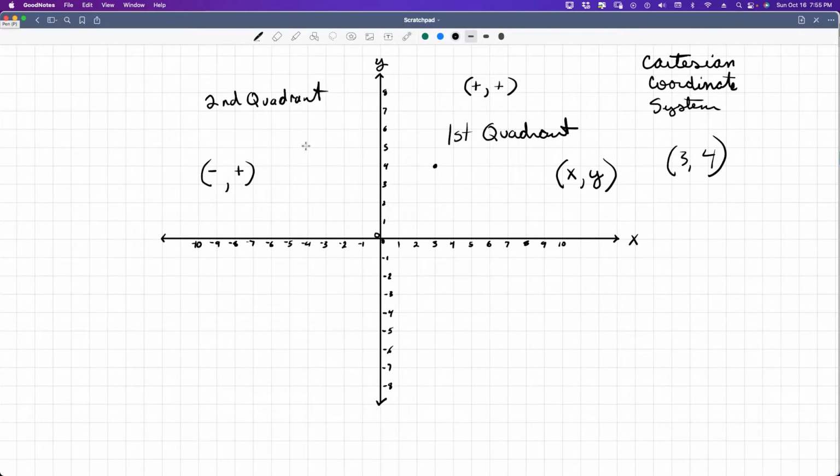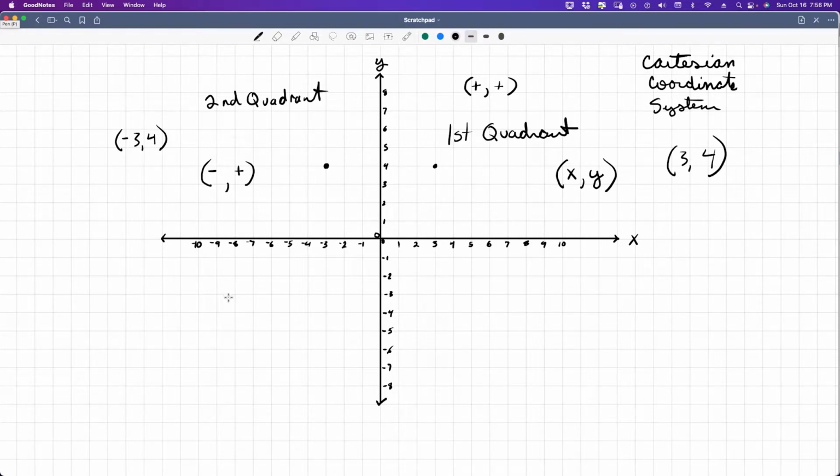All right. So, for instance, if I were to give you -3, +4, that would be a negative, positive, and it would be in the second quadrant. So I would go to the -3 on the x-axis and up to the +4 on the y-axis, and I would make my point there. So this would be that point, -3, +4.